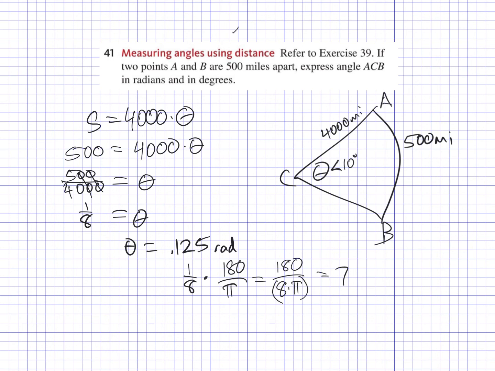And I get 7.2 degrees, which is less than 10 degrees. That's what we were hoping for. So let's look at the answer. And of course, they put the extra decimal stuff into minutes, and you already know how to do that.